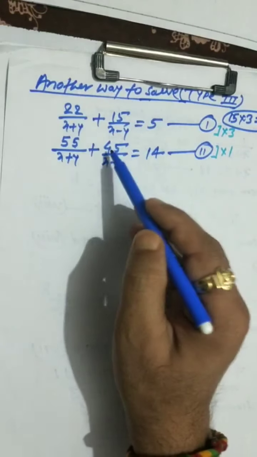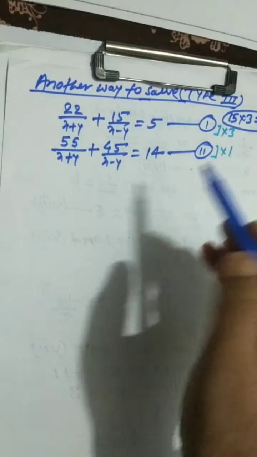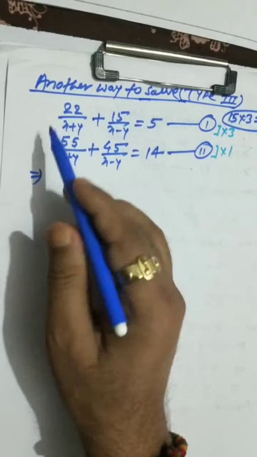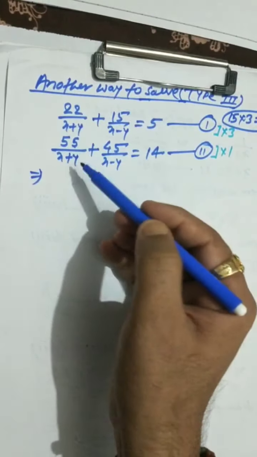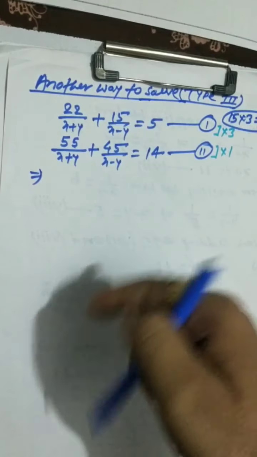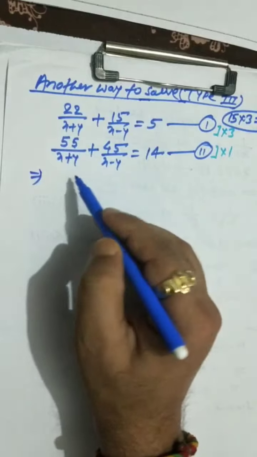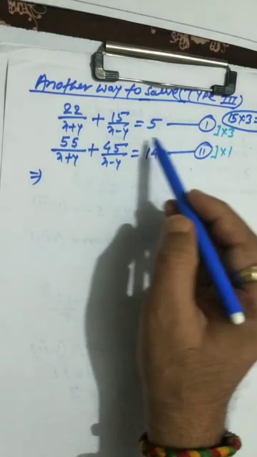45 divided by 45 will be 1. So the equation second is to be multiplied by 1. Now let us multiply it. We get... I am not going to write it here because it will take more page, so I am going to multiply it directly. You have to write it in your homework notebook.